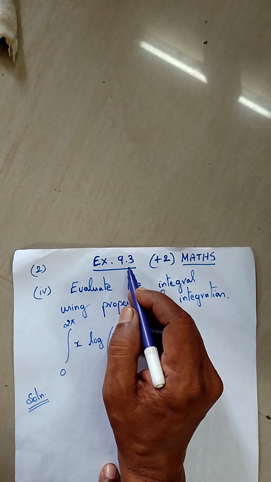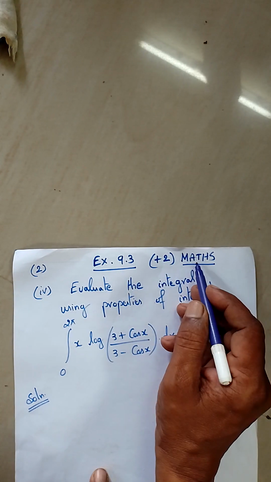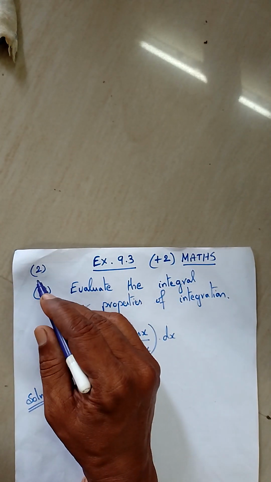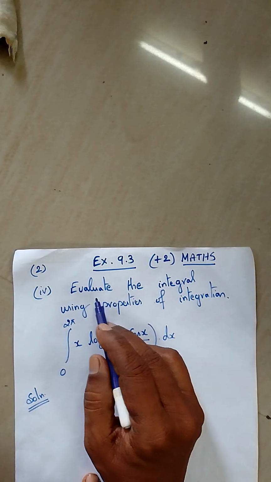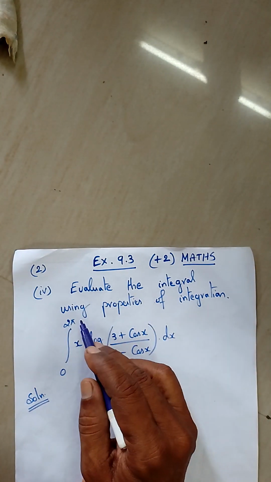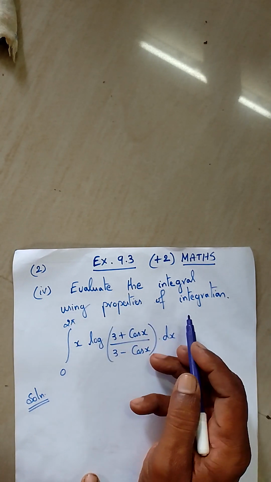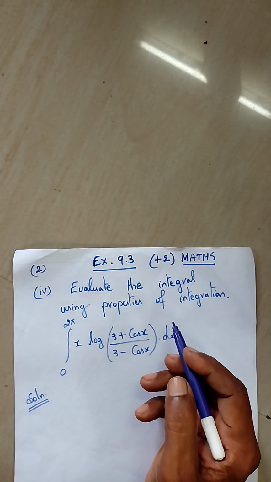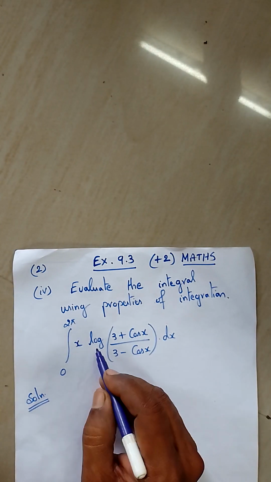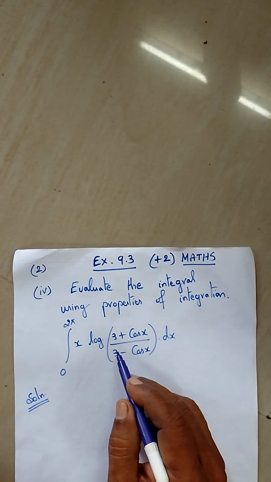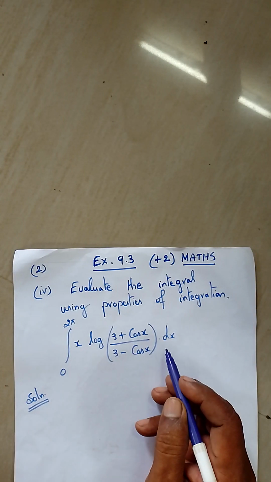Exercise 9.3, Plus 2 Mathematics, question number 2. In that fourth problem, evaluate the integral using properties of integration. So the question is the integral from 0 to 2π of x log((3 + cos x)/(3 − cos x)) dx.